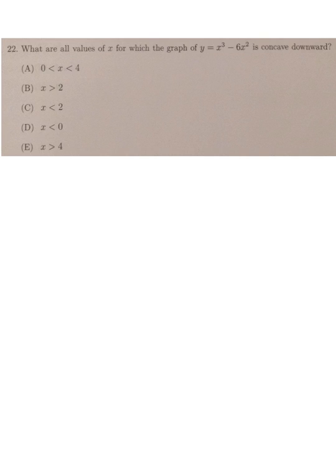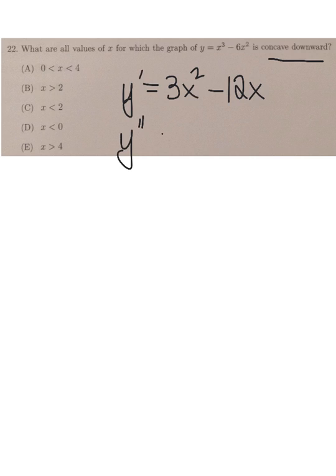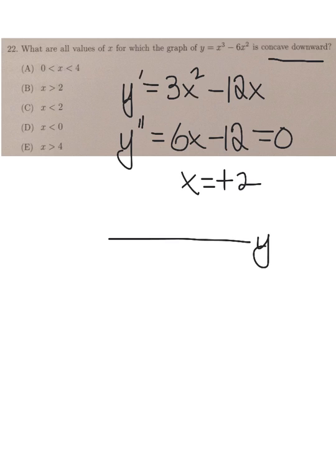All right, 22, the answer is C. They do talk about concave down, so I'm thinking second derivative, negative. So let's start with the first derivative. So first derivative is 3x squared minus 12x. Let me keep going. Second derivative is 6x minus 12. Set that equal to 0. x is equal to positive 2. All right, so y double prime sign chart, 2 it is.